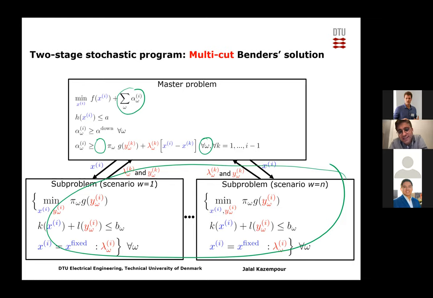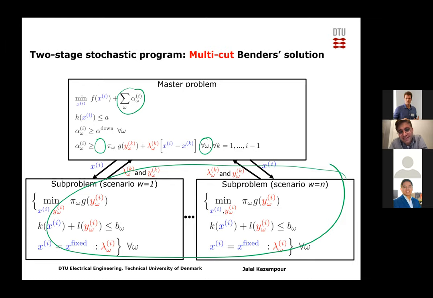100. It means that in the 10th iteration, if we didn't get convergence yet, how many Benders cut constraints do we have? 1,000. And if we go to 100 iterations, we have 10,000 constraints. So the dimension of the master problem grows exponentially. Exactly.